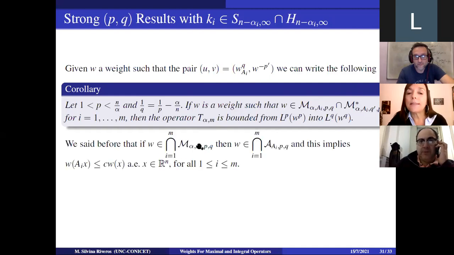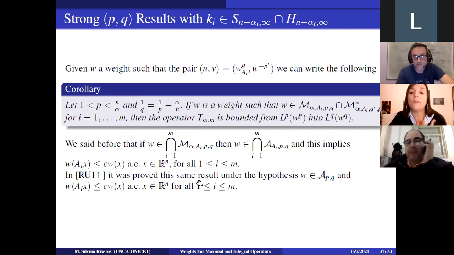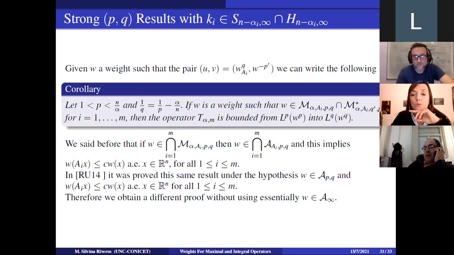And here I want to highlight that if we ask a weight to be in this intersection, then w will be in Muckenhoupt classes of weights and will satisfy this homogeneity condition. Before, we started by asking w in the A_{p,q} classes of weights and this condition. So in this corollary we are proving another way to prove the theorem that we proved in 2014, but without using that the weight is in A_infinity or in the A_{p,q} classes, changing the problem into a two-weight problem. And that's all I had to tell.